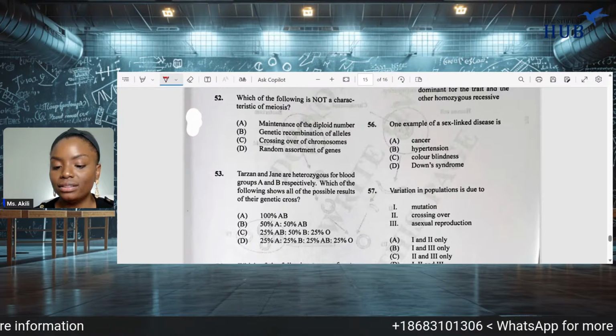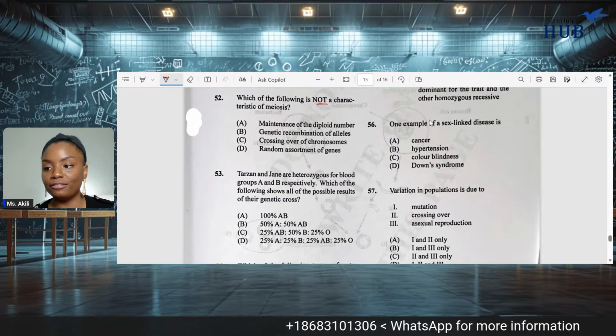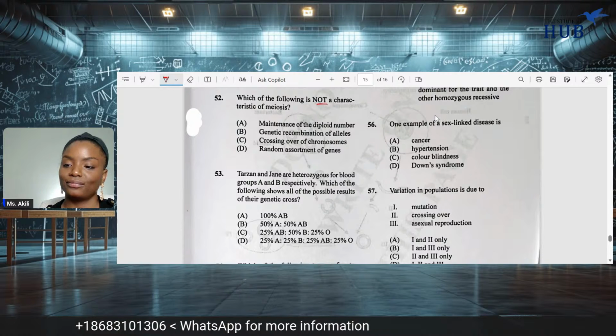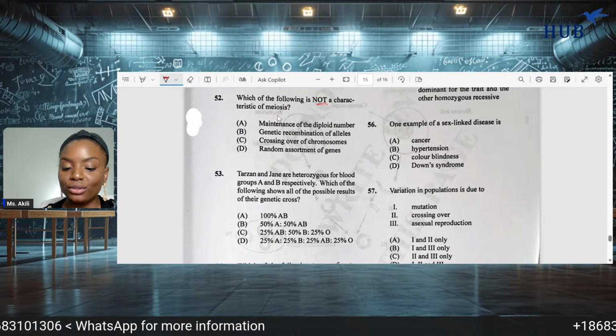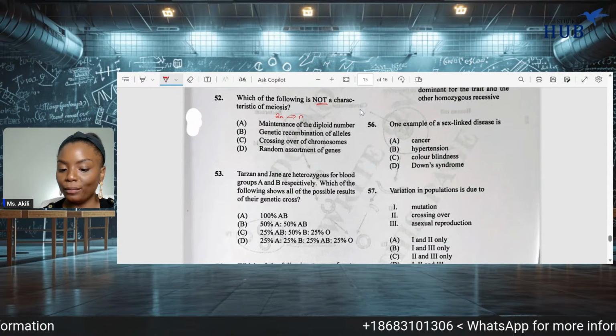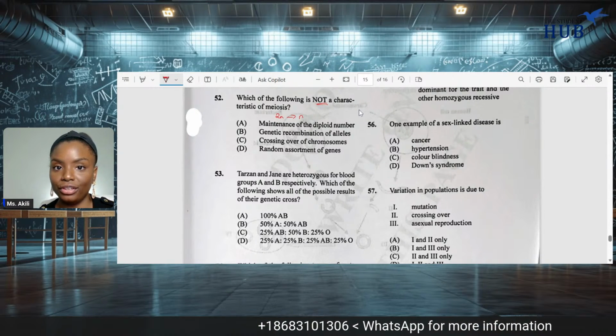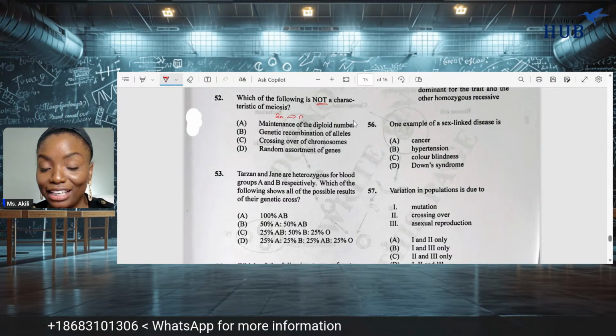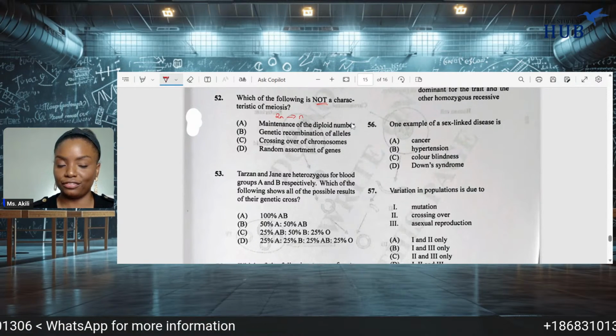Which one is not a characteristic of meiosis? Meiosis is all about halving that diploid number to the haploid number. So it is about reduction from diploid to haploid. So it does not maintain the diploid number in the gamete or what is produced from meiosis.